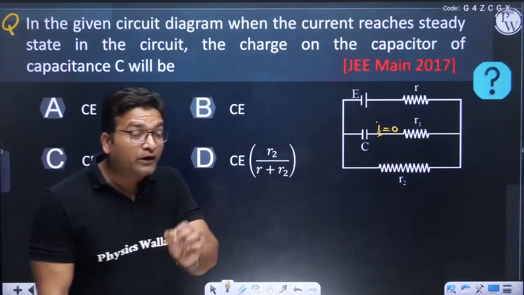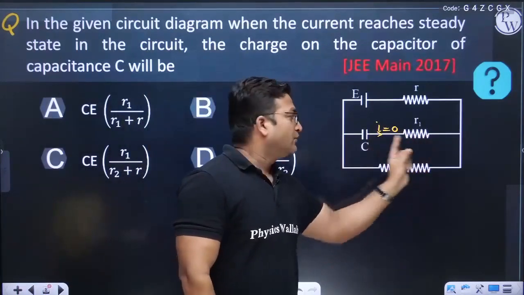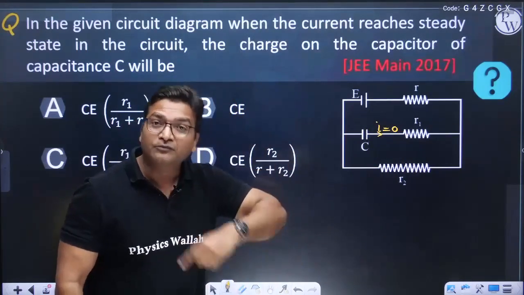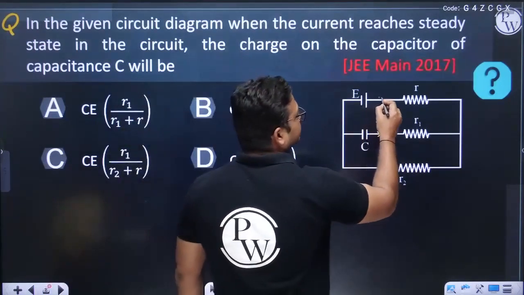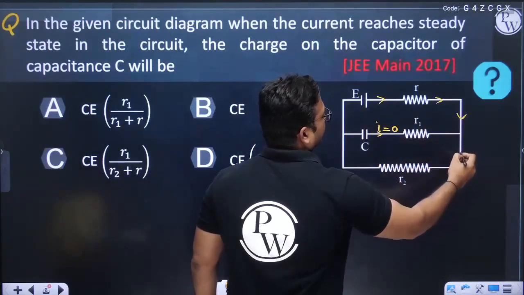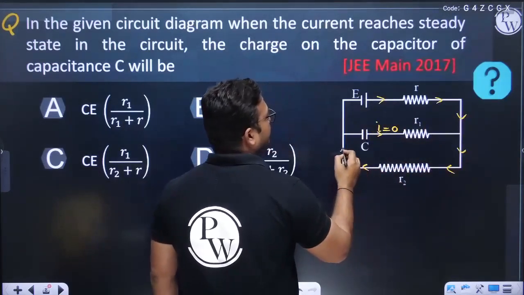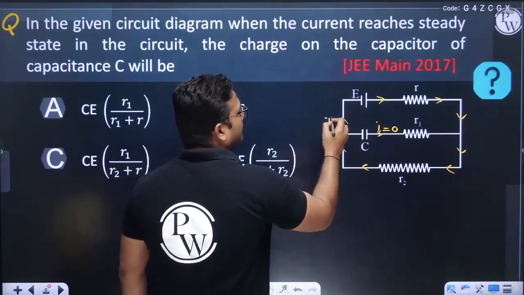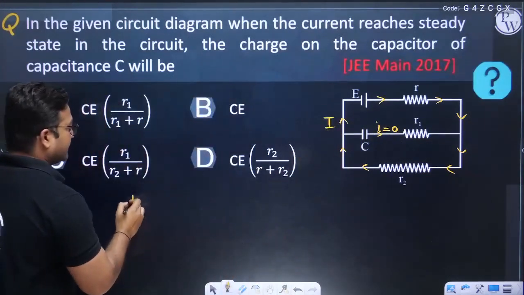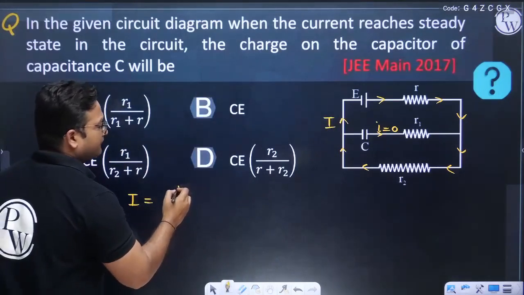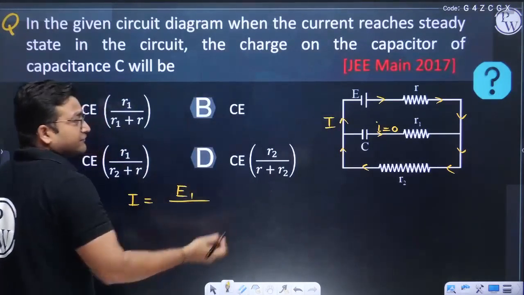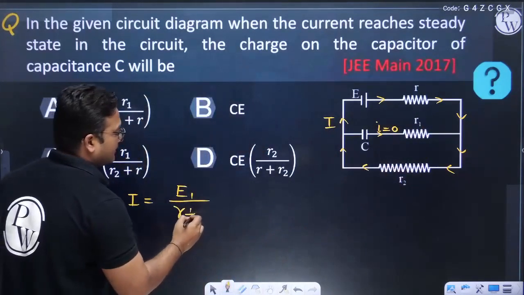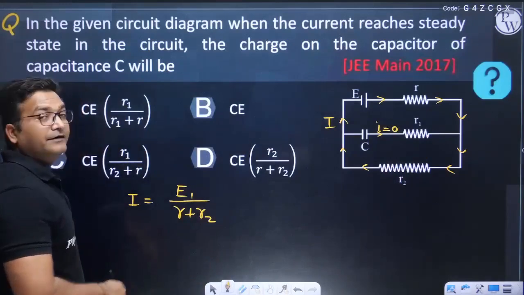Current is 0 in the branch having the capacitor. So obviously in this branch there is no current, but current has a path to move, because this path is available for current. And if this path is available, the current will flow, and the value of current can be written as EMF divided by the net resistance of the path, and that is R plus R2. This is the current.